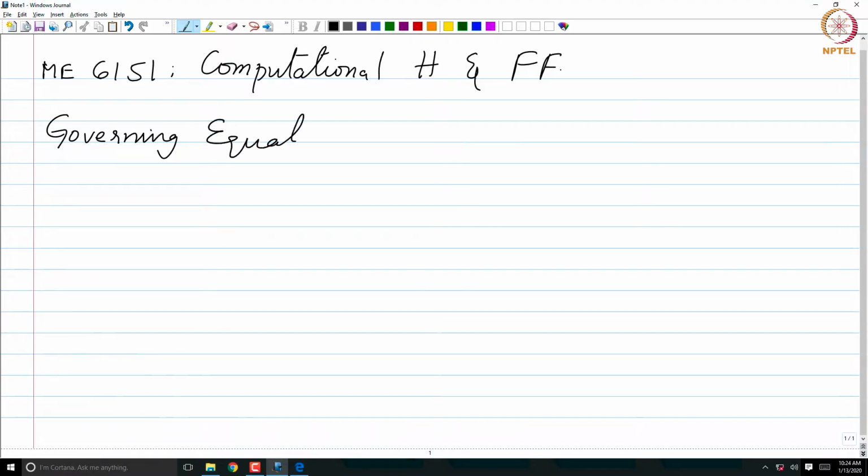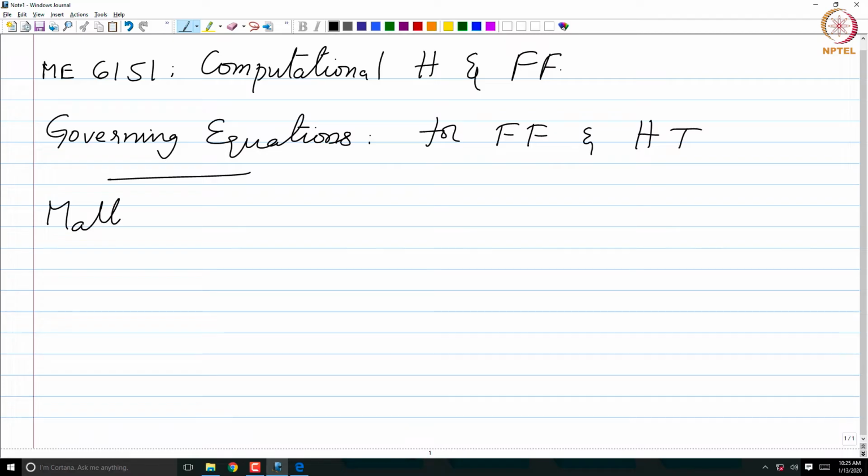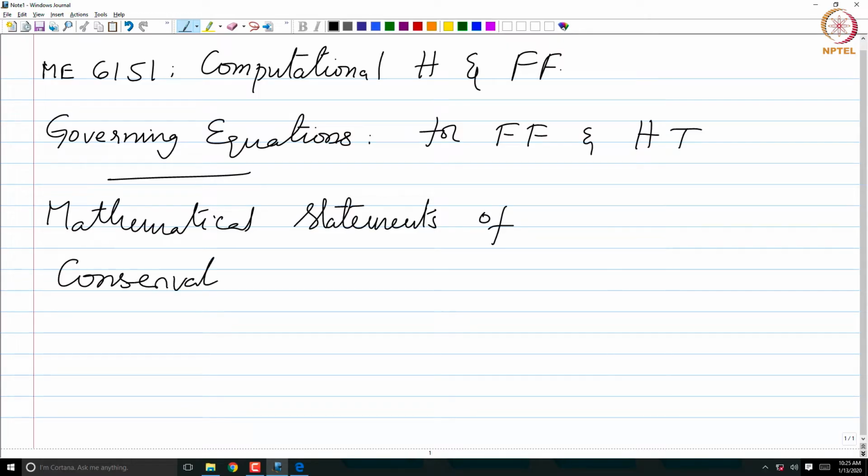So let's look at the governing equations. The governing equations are nothing but mathematical statements, right? Governing equations for fluid flow and heat transfer. These are nothing but the mathematical statements of conservation laws of physics, okay?